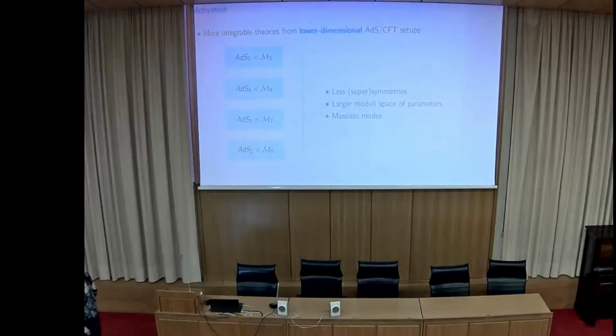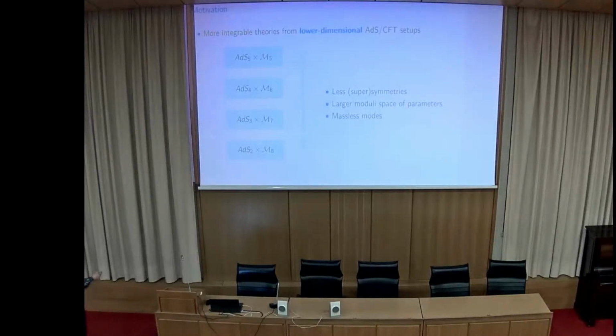So instead of considering strings on a background with an AdS5 factor, we can go lower in dimensions. For instance, strings with an AdS4 factor or AdS3 or AdS2. And the lower you go in dimensions, which is also the theme of this workshop, the fewer supersymmetries you will have, and there will be new features appearing that would be very interesting to look at more carefully.